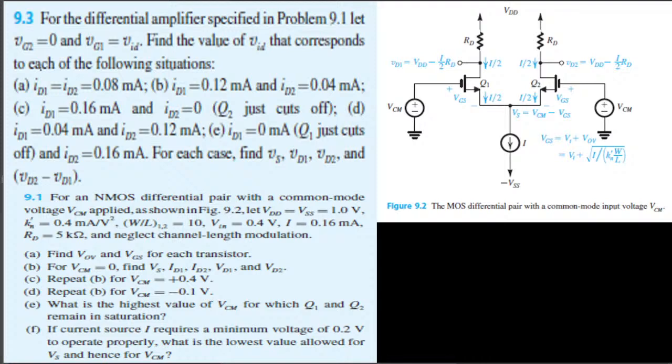I already did the A part, B part, C part, D part in my previous videos. If you want to know how I did it, you can go ahead and check that. In the E part, we have ID1 to be 0 milliampere, ID2 given 0.16 milliampere, and the question is asking to find out the input differential voltage and also Vs, Vd1, Vd2, and also Vd2 minus Vd1. Now let's see how to do this.